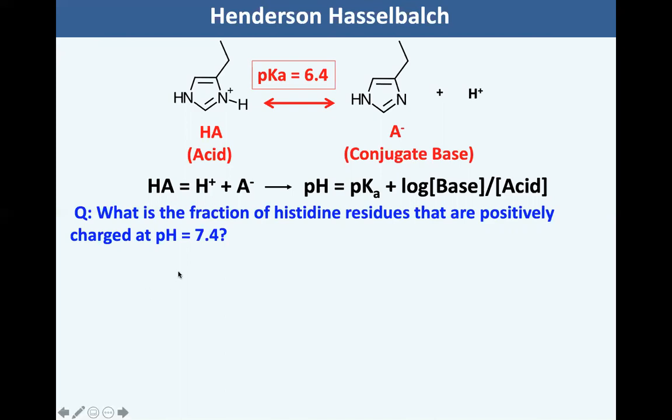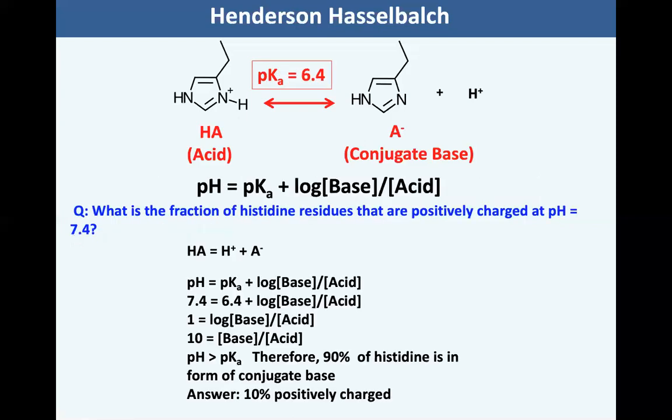And so what you'd see then is that if you're at pH 7.4, but the pKa is 6.4, since you've gone past the pKa, you've titrated off these protons to a significant extent. And so we know that whatever the answer is, the majority of the residues are going to be deprotonated, okay? So you can actually go through the equation. I won't go through all the steps here, but you can plug it in. And when you do that, you end up solving for 10 equals the base over the acid. And what you know basically is that 90% of the histidine is in the conjugate base.